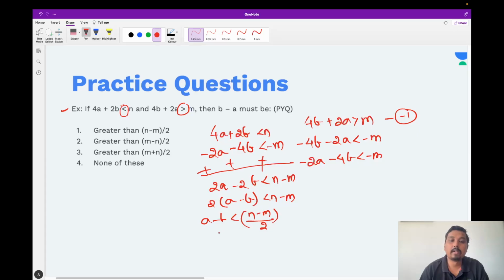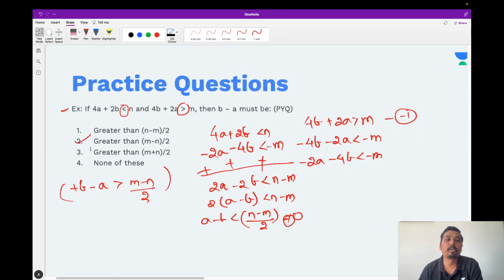That's it. Now I need b minus a. You all know if I multiply with minus on both sides, the minus will become plus, minus a becomes plus a. The inequality sign is going to change here also, m minus n by 2. So b minus a is greater than m minus n by 2. Second option is my answer.